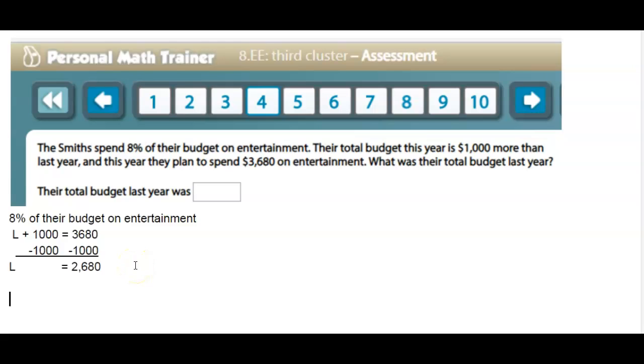Now, it says that was 8% of last year's budget. So that is 8% of last year's budget. 8% is 0.08. We don't know what the budget for last year was, so we just put B equals, that is how much they spent on last year's entertainment, 2,680.